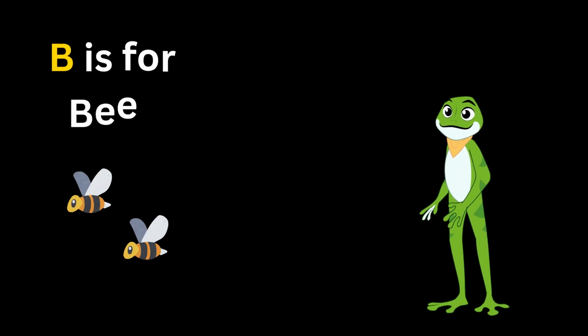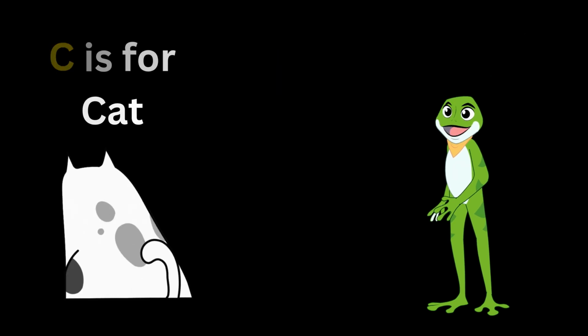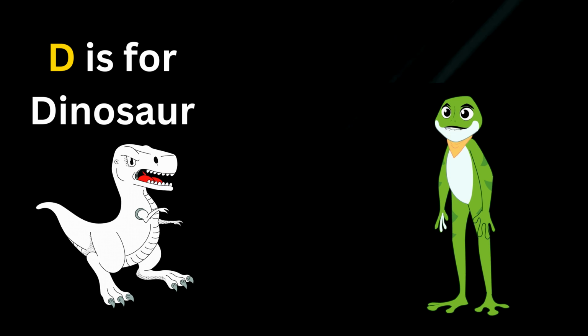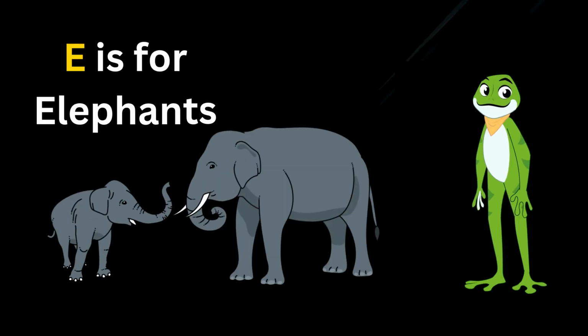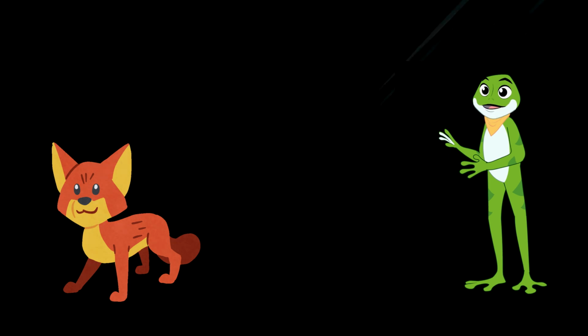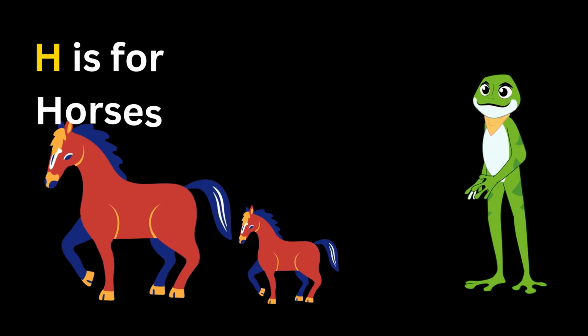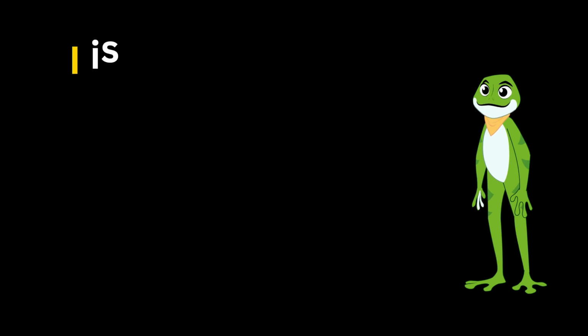Alligator. B is for beet. C is for cat. D is for dinosaur. E is for elephant. F is for fox. G is for giraffe. H is for horses.